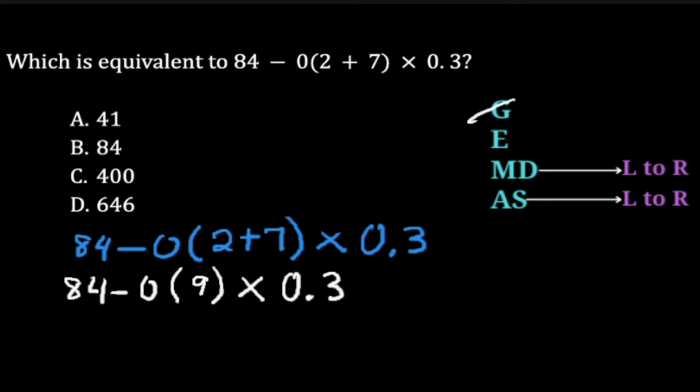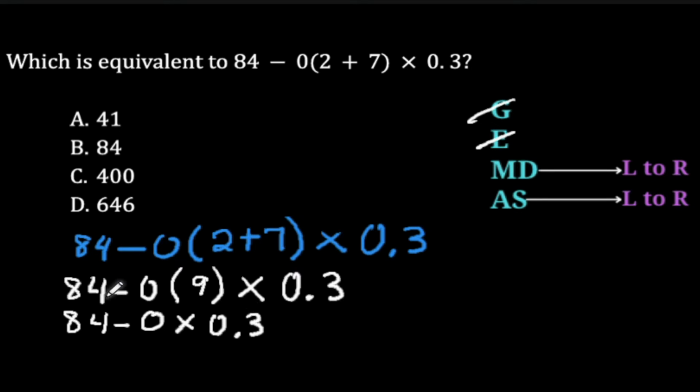So following our rules, and of course we do not have exponents here, we have multiplication and division. We have to perform that first from left to right before we can even deal with addition or subtraction. So as you can see here, we have 84 minus 0, however, we have multiplication here. So we have 0 times 9. So let's go ahead and perform this multiplication first. It looks simple, however, a lot of people make mistakes with this. So we have 84 minus 0 times 9 is 0 times 0.3.